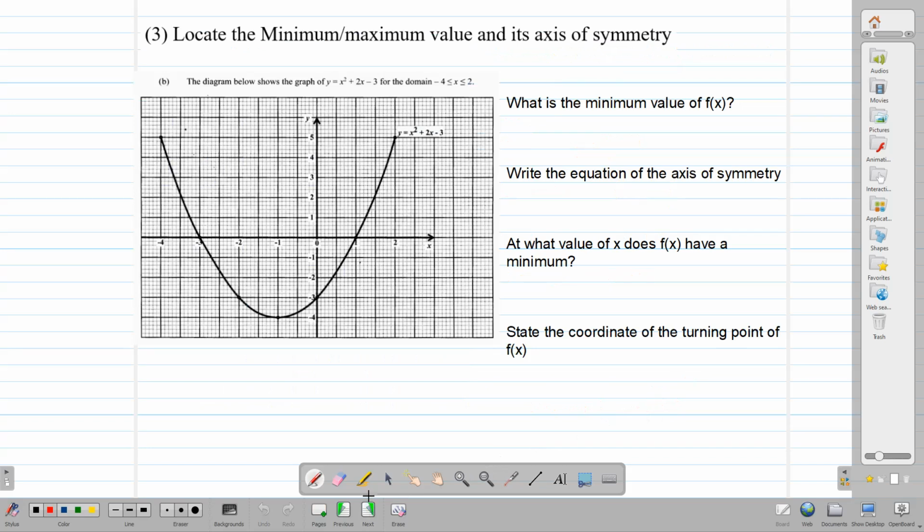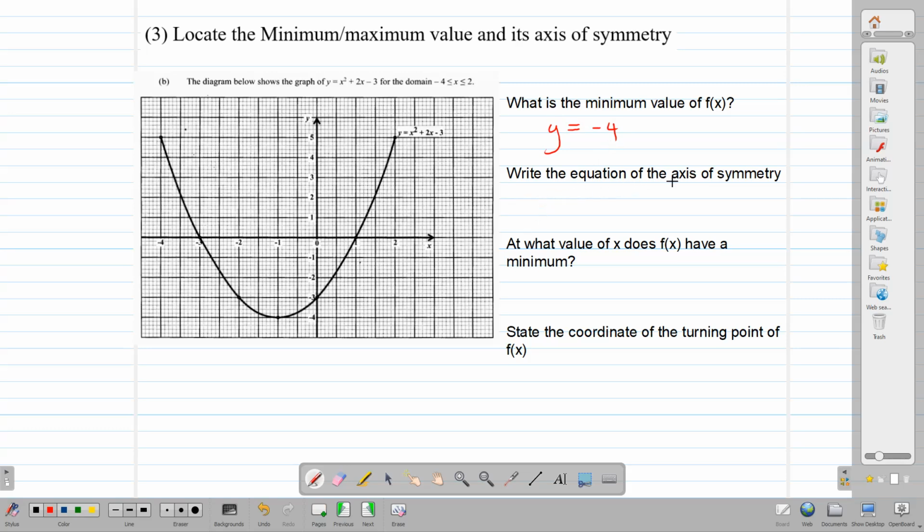Let's now talk about the minimum and the maximum values. The minimum value of the function, as it suggests, is the lowest number that the graph reaches. In this function, the lowest number that the graph reaches is negative 4 measured on your y-axis. So your answer there is y equal negative 4. It's as simple as that.